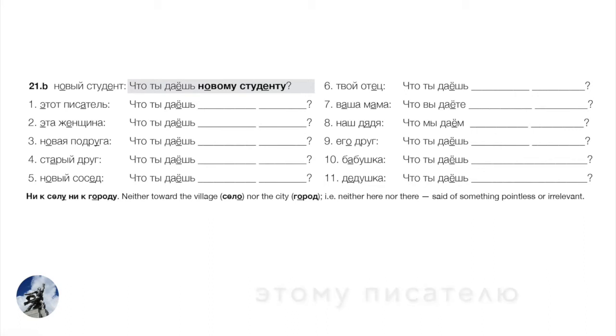Это женщина. Что ты даёшь, feminine, этой женщине? Number 3, another feminine, новая подруга. Что ты даёшь новой подруге? Number 4, masculine, старый друг. What are you giving to your old friend? Что ты даёшь старому другу? Number 5, new neighbor. Что ты даёшь новому соседу?